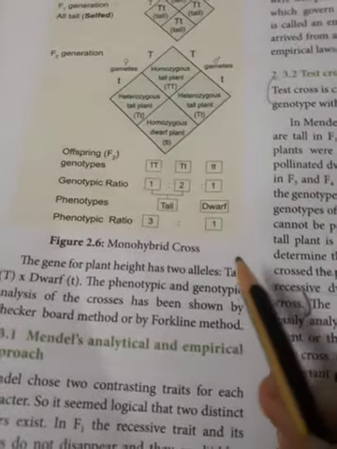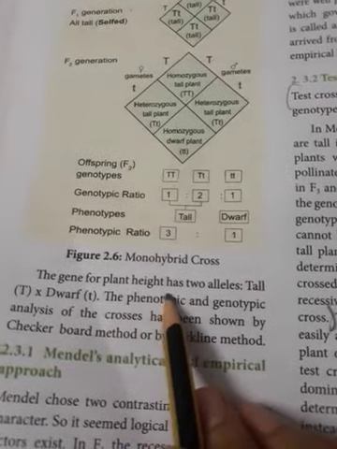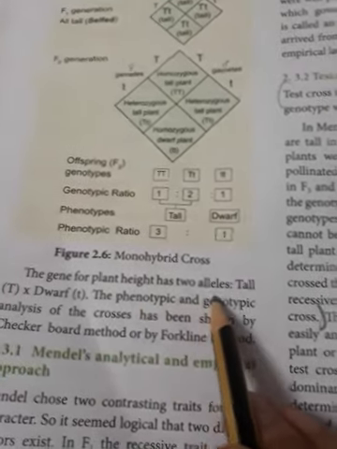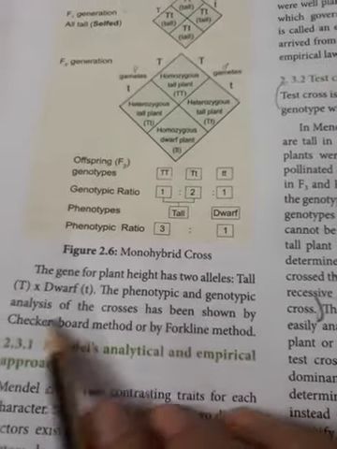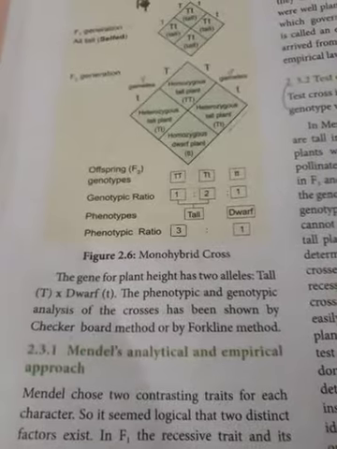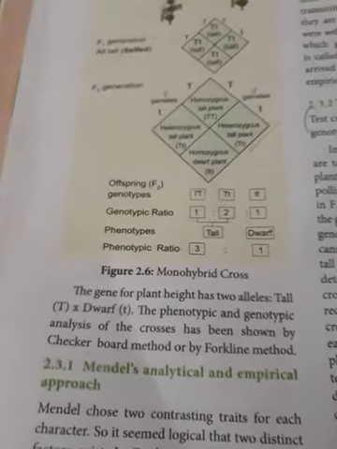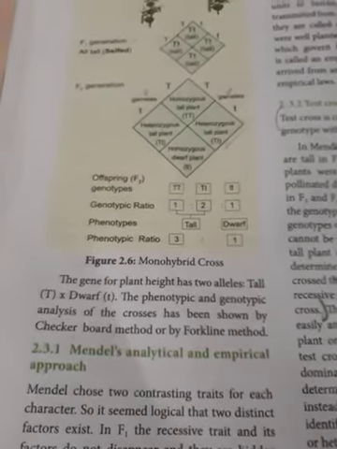That we already know. The new thing we are going to discuss afterwards is the dihybrid cross. The gene for plant height has two alleles, tall capital T and dwarf small t. Phenotypic and genotypic analysis of the crosses has been shown in the checkerboard. But you have to study only what you mean by reciprocal crosses and what is the conclusion of the reciprocal cross. After that, the monohybrid cross.